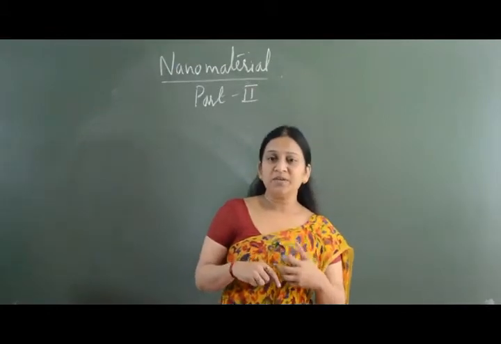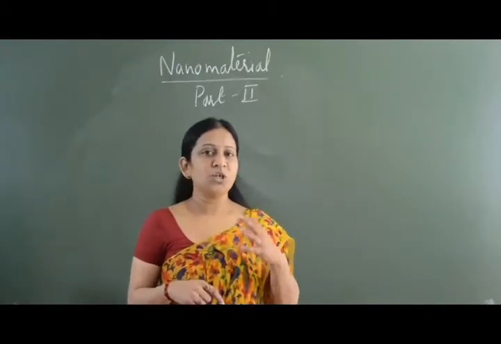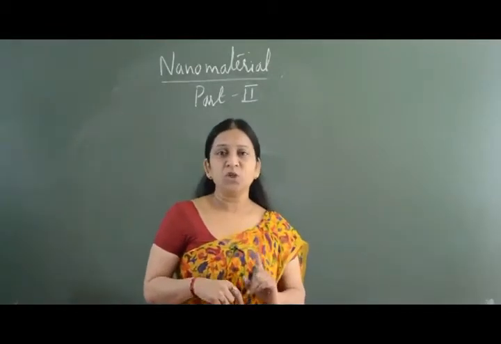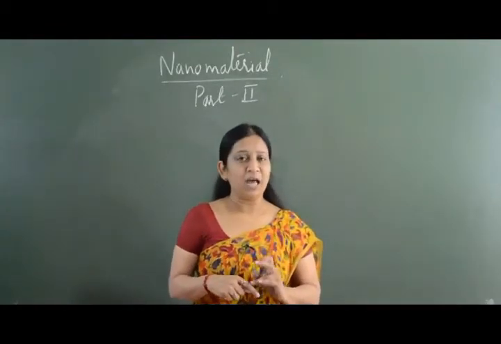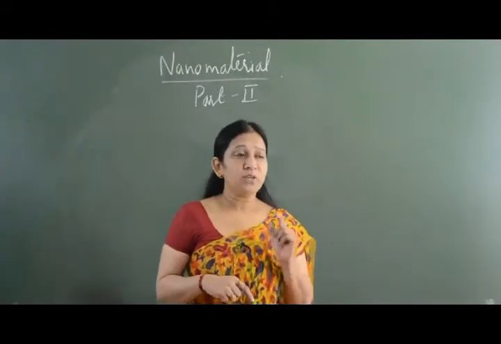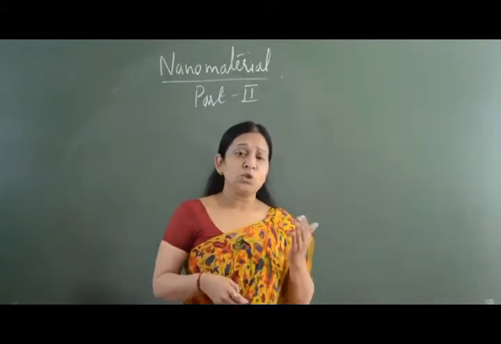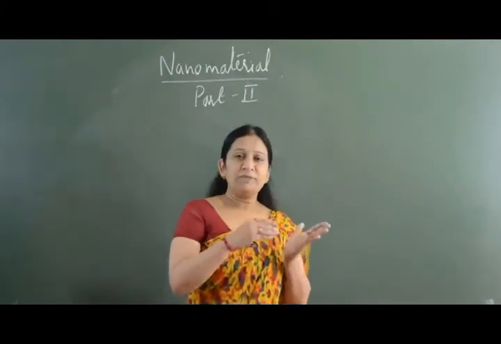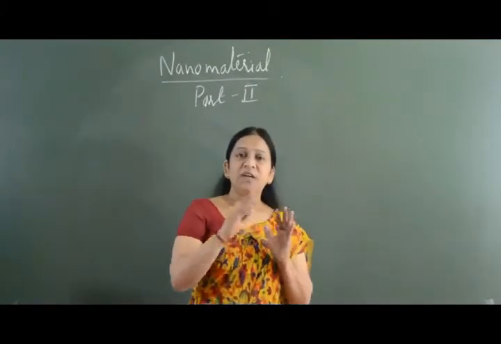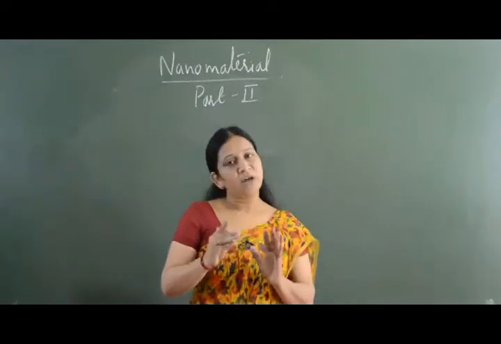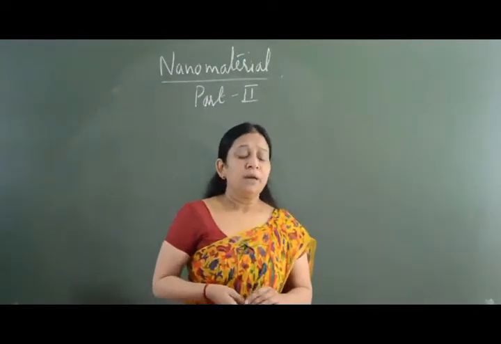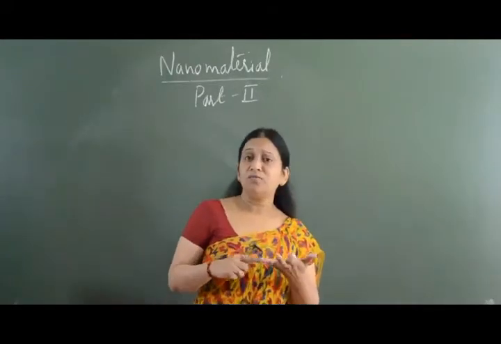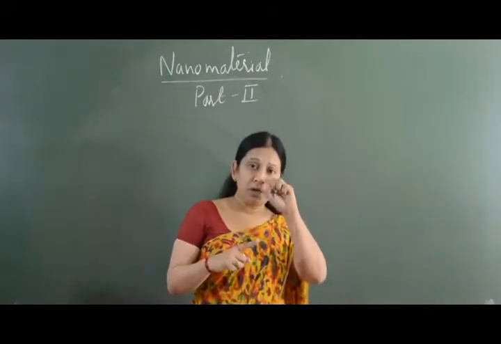So nanomaterials are the materials where at least one dimension of the structural component lies in nano range. Nano means 10 to the power minus 9. The study of nanomaterial is nanoscience, and when we study the application of nanoscience, then we have nanotechnology. Then we have got different types of nanomaterials: quantum well, quantum wire and quantum dot.